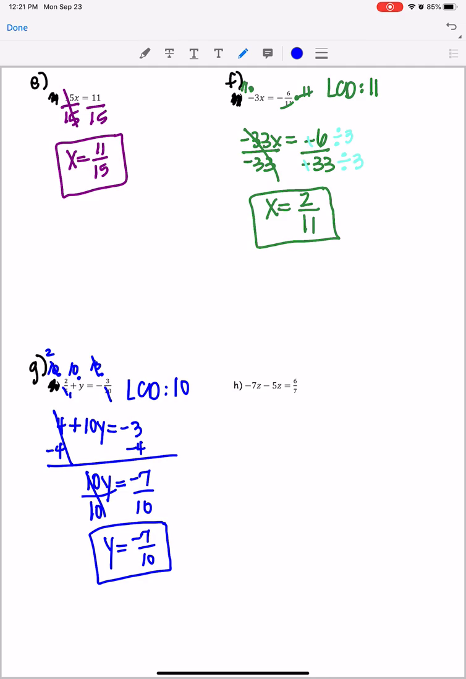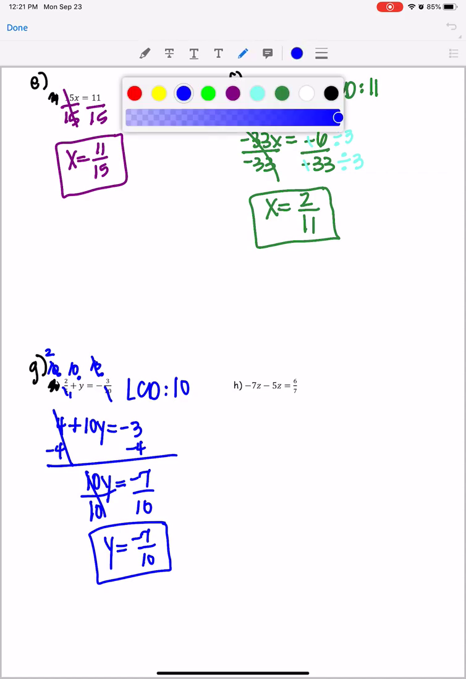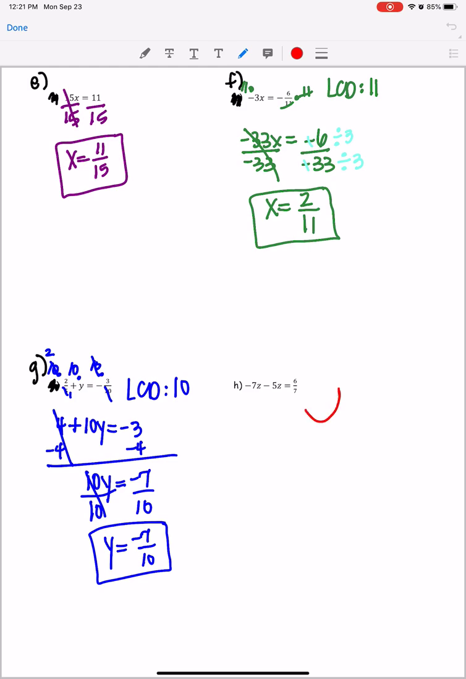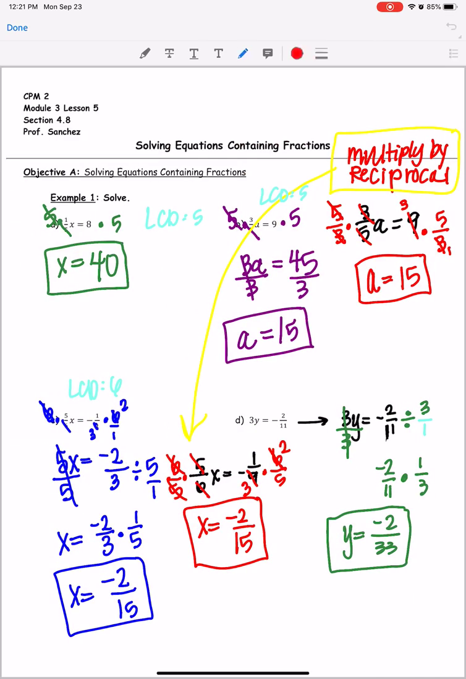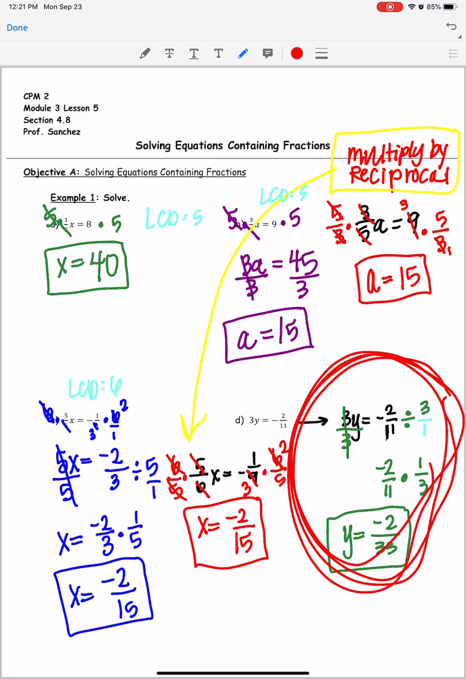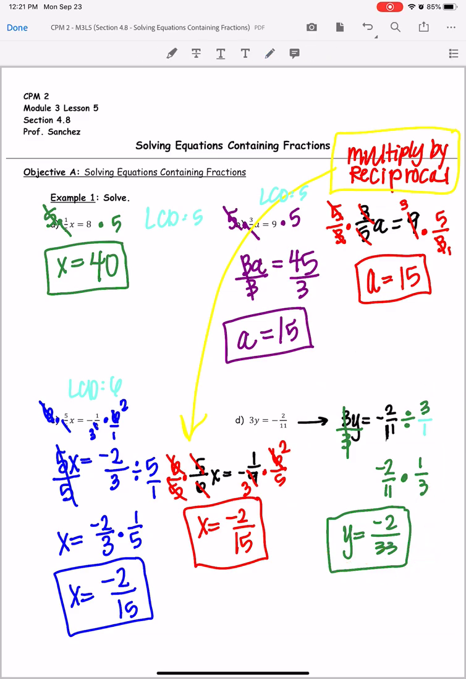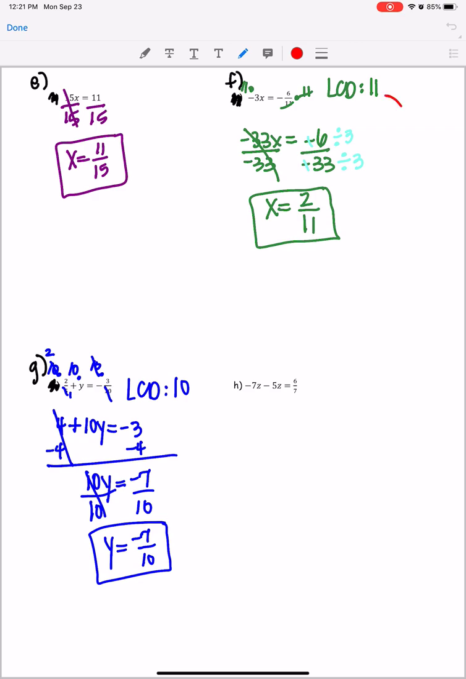All right, and last one here. This is another one that is like this problem here. Or you can do it the way we did right here. Okay, so if you like this way better, use that way. But I'm going to go with this version here. You're going to get the same answer no matter what method you use.